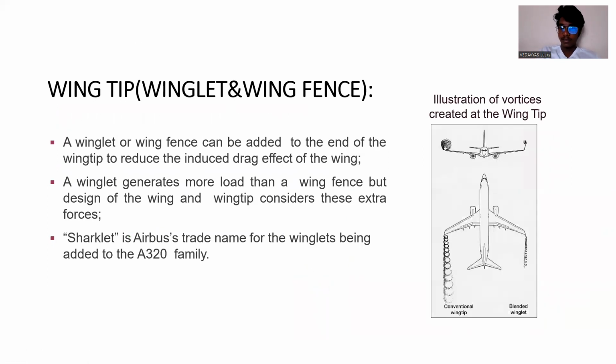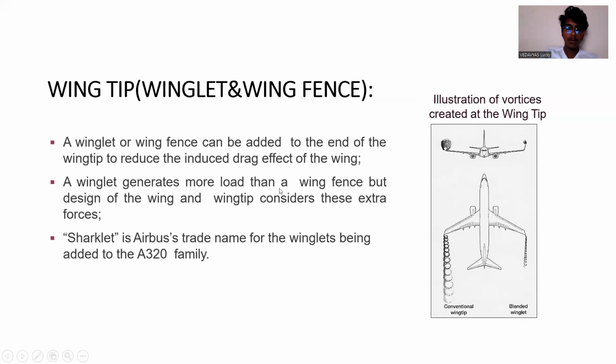Wingtip, winglet, and fence. With the wingtip, we have an illustration of vortices created at the wingtip. When we have a blended wingtip, we'll have less vortex, and when we have a conventional wingtip, we'll have more vortex formed at the wingtips. A winglet or wing fence can be added to the end of a wingtip to reduce the induced drag effect of the wing.